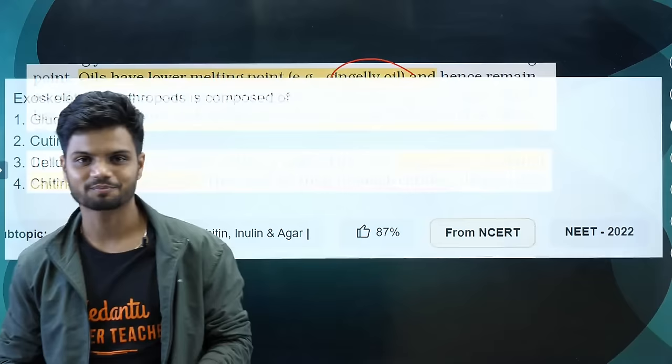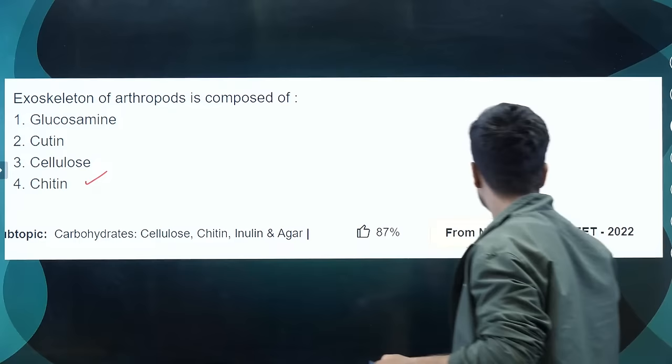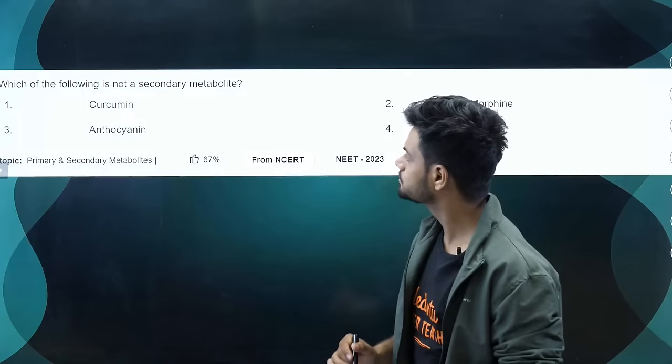Clear? Next question. Exoskeleton of arthropod is made up of chitin. Important. Easy question, easy answer. They have given you this in NEET 2022. You can answer this question in just 2 seconds. Chitin.